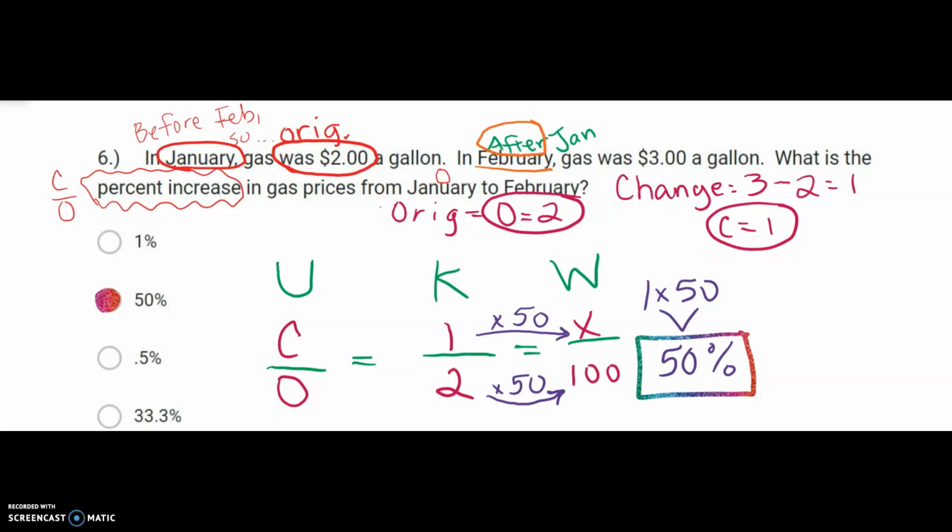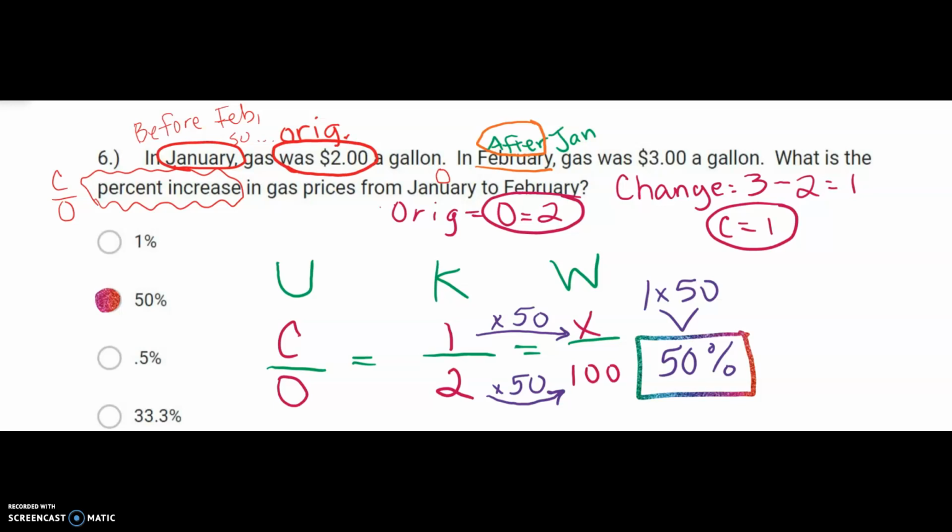Well, first I find the change, which is 3 minus 2, because that's the 3 that it went to minus the 2 that it was, and that gives me 1. So my change is 1. The original is 2, and I put some little notes on there that you know that it's original because January comes before February. So it went from $2 to $3. All right, so let's plug in what else we know.